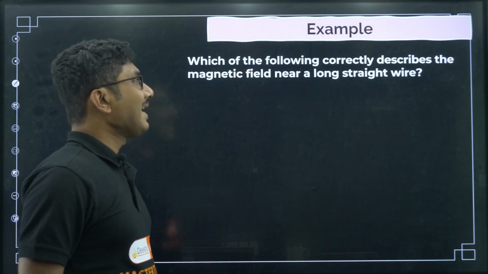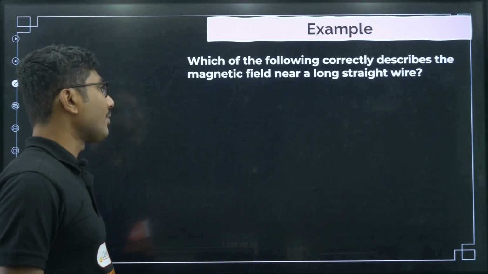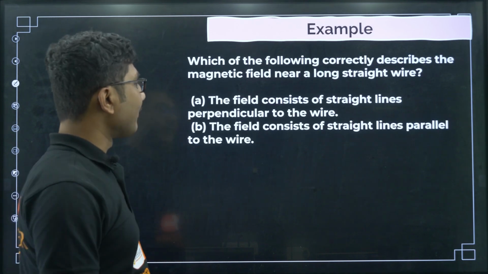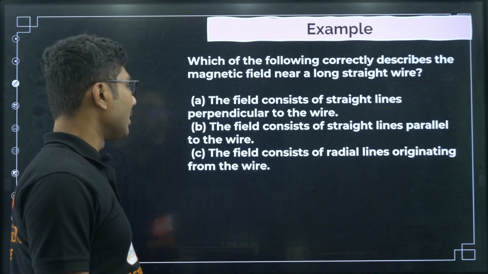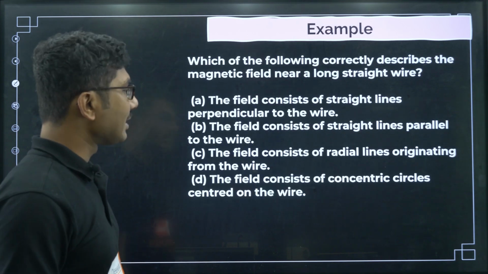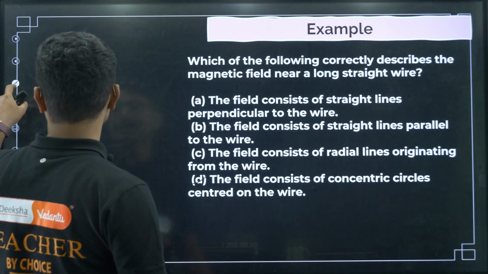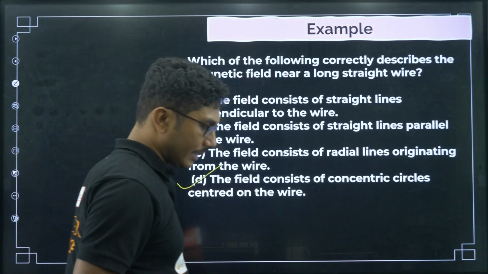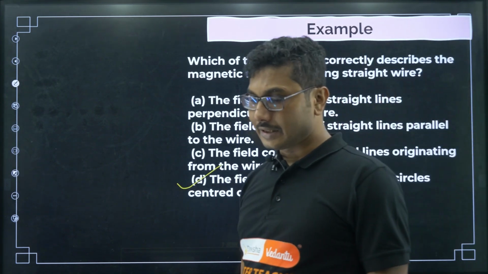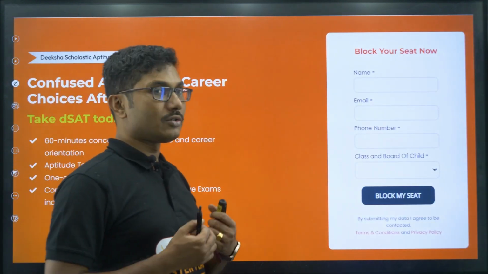Which of the following correctly describes the magnetic field near a long straight wire? The field consists of straight lines perpendicular to the wire. The field consists of straight lines parallel to the wire. The field consists of radial lines originating from the wire. The field consists of concentric circles centered at the wire. So, this is obviously the correct answer. Lines of magnetic field due to a straight current carrying wire are concentric circles centered at the wire, right.